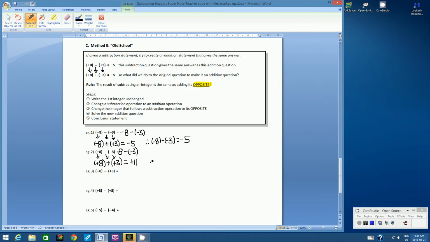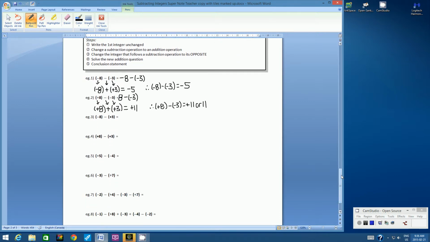Therefore, positive 8 subtract negative 3 equals positive 11, or in standard form, 11.